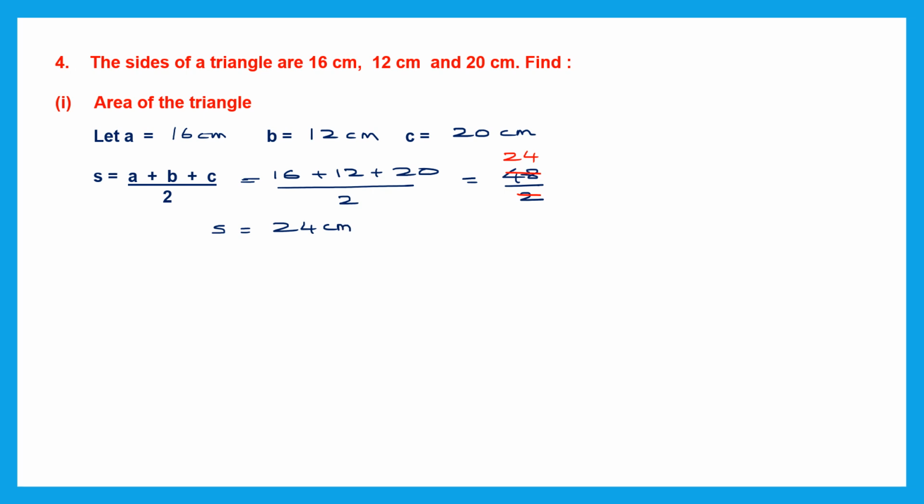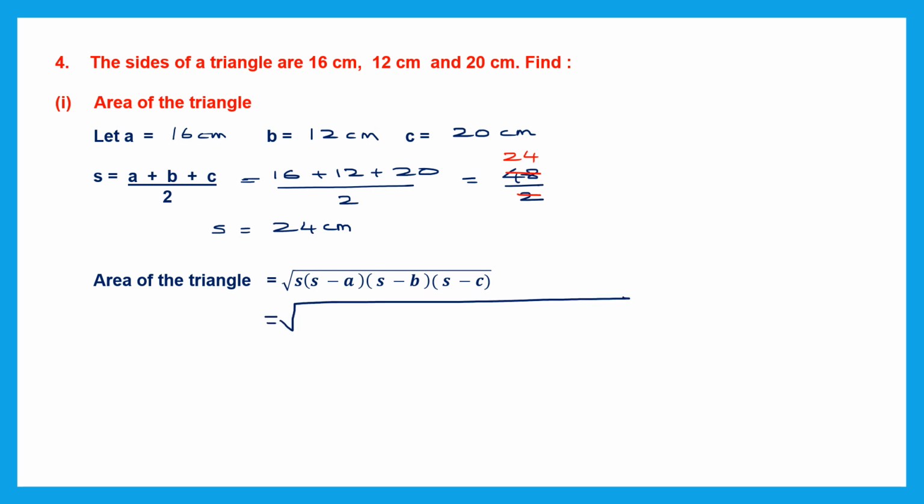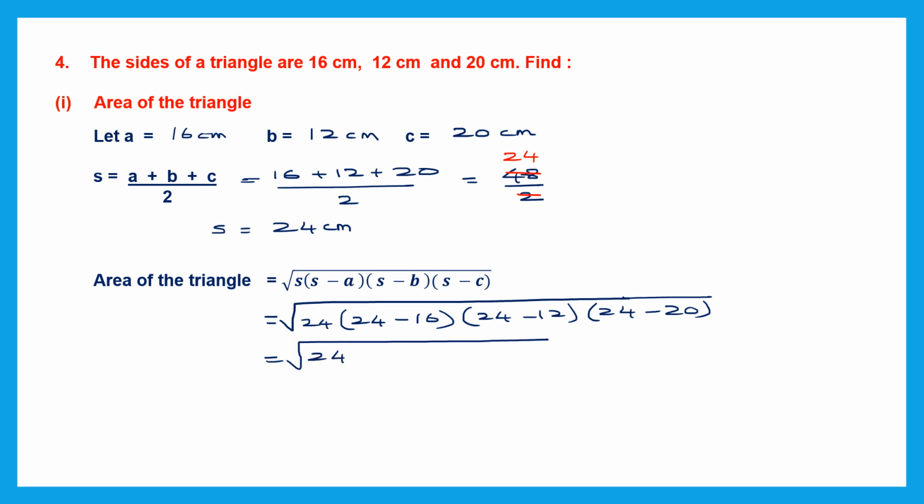Now let's use Heron's formula to find the area. That is the square root, and we put all this inside. Let's substitute with the values. So that will be S, that is 24, into 24 minus A, which is 16, 24 minus B, which is 12, and 24 minus C, which is 20. So let's simplify this further and see what we get. 24 into 24 minus 16 is 8, into 24 minus 12 is 12, into 24 minus 20 is 4.